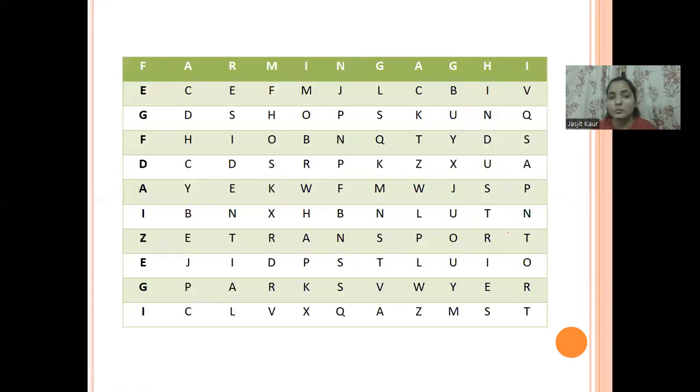Now, here I have prepared a crossword puzzle for you. You can take a screenshot of this crossword puzzle, and you have to tell me in which different ways the land is being used in your region. Like if I talk about my region, as I've already mentioned in the previous slides, in my region the land is being used for farming and for shops.